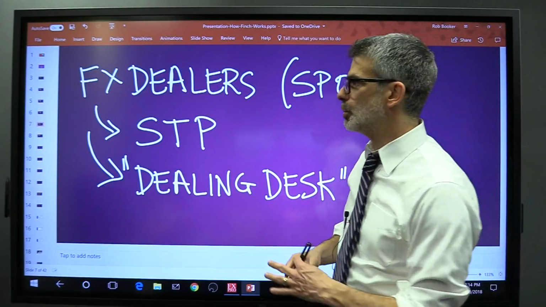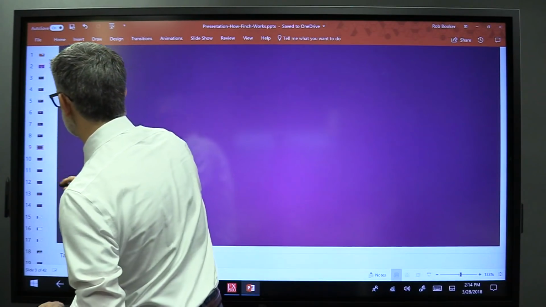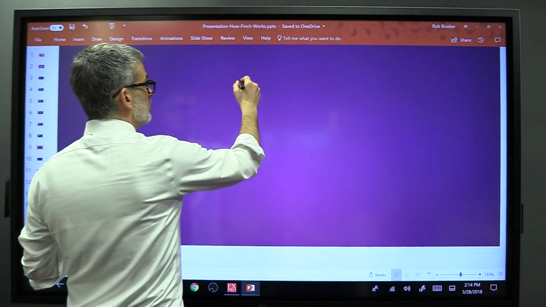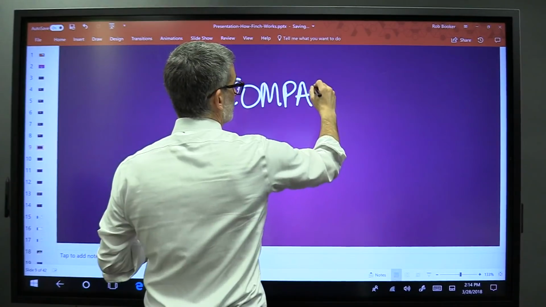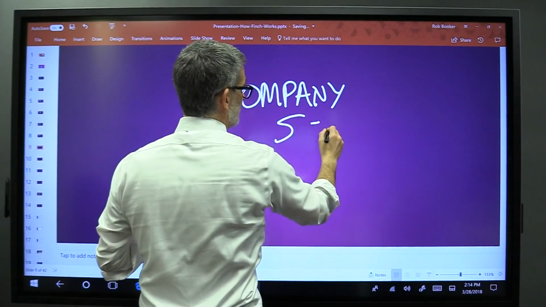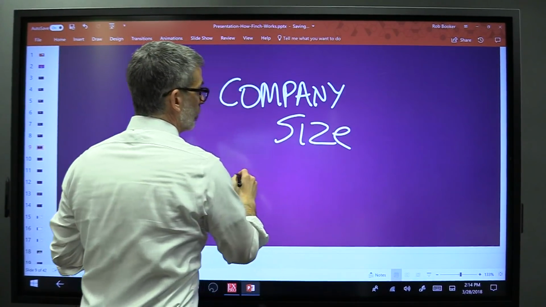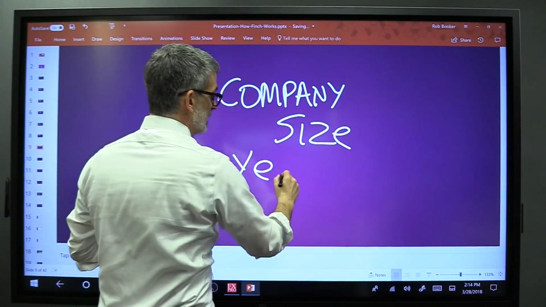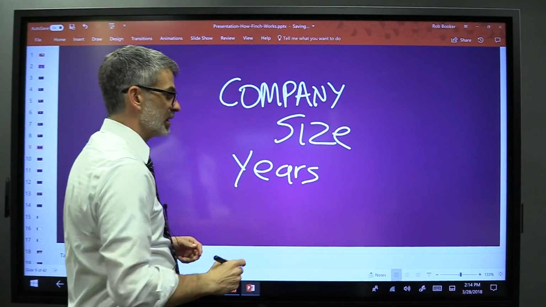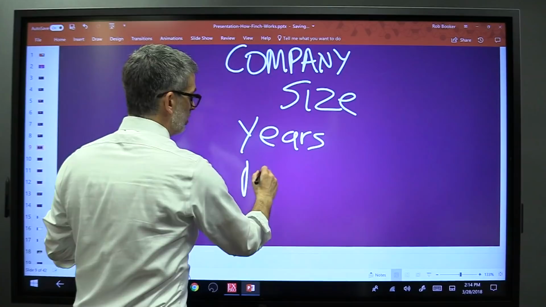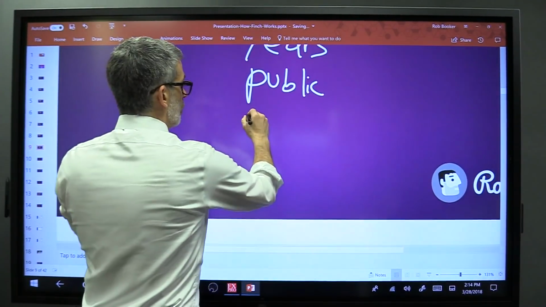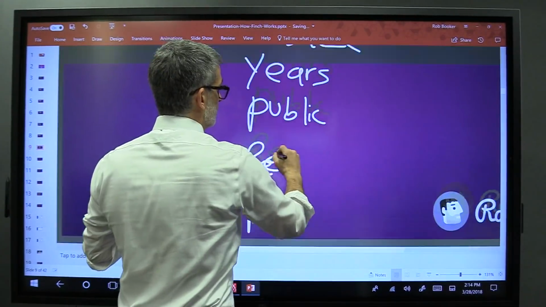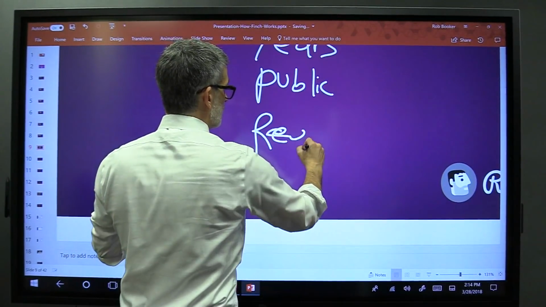What you really want to look for when you are choosing a dealer is the company size, or how many years they've been in business. You want to check if they're a public company. And you want to check the regulatory authority.